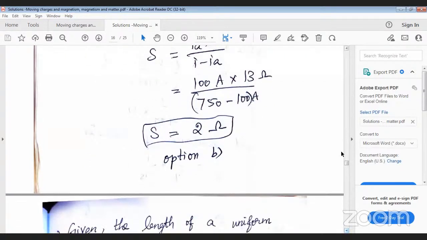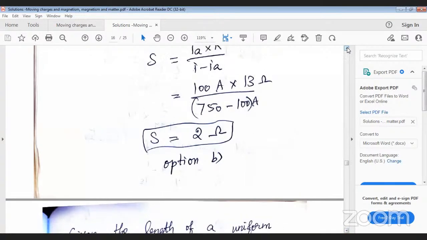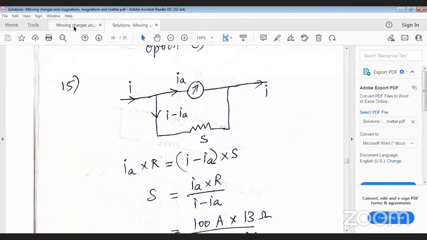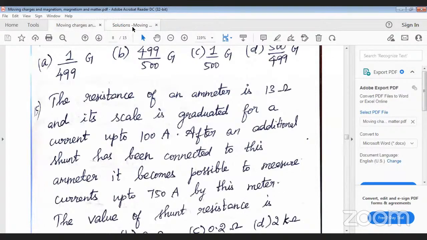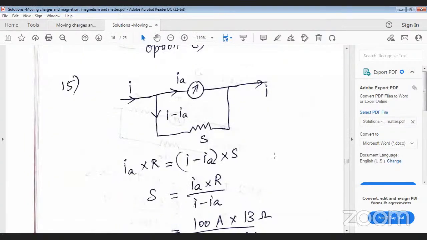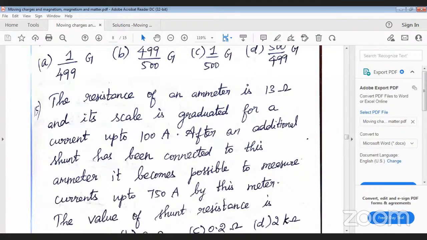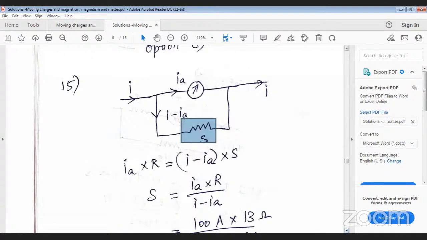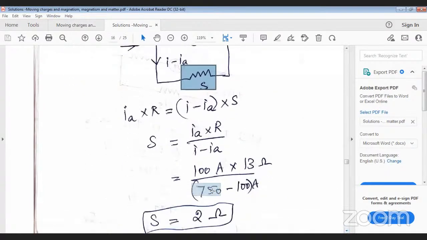Okay. I think you all can understand this because what they are telling is they have an ammeter, the resistance is 13 ohm and the scale is graduated for a current up to 100 ampere. Okay. So it can measure up to 100 ampere, and when you connect the shunt, the ability to measure current goes up to 750 ampere. Okay. So here the total current is 750, minus 100 is I minus IA. So after solving this, you will be getting the shunt resistance value as 2.